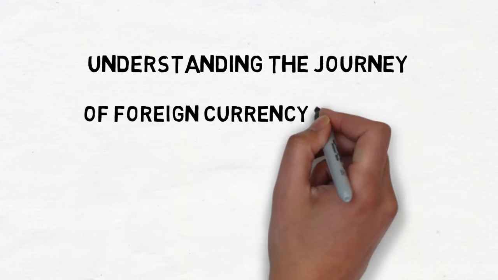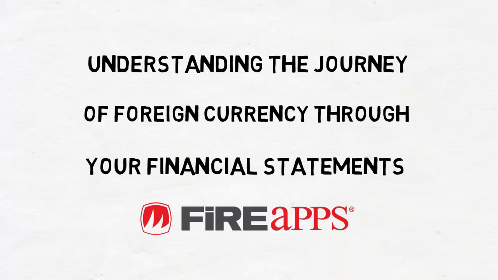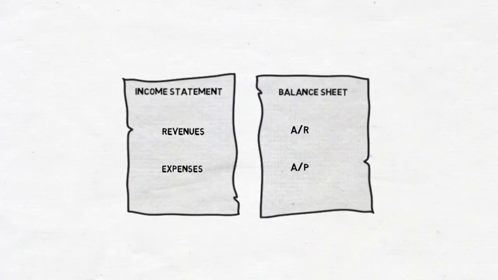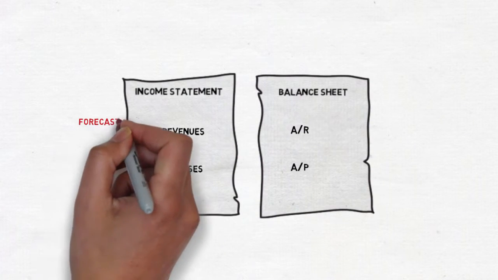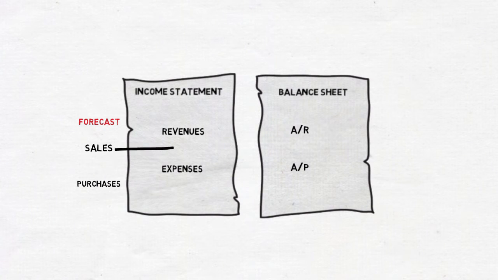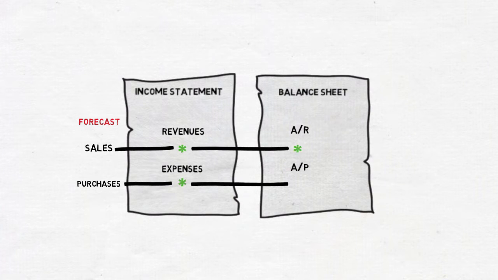Understanding the journey of foreign currency through your financial statements with FiREapps. For multinational companies, the journey of foreign currency starts when you forecast transactions related to sales and purchases in foreign currency, and continues through your income statement in the form of revenues and expenses, and your balance sheet in the form of accounts receivable and accounts payable. Ultimately, you will settle the balances, ending the journey of foreign currency.